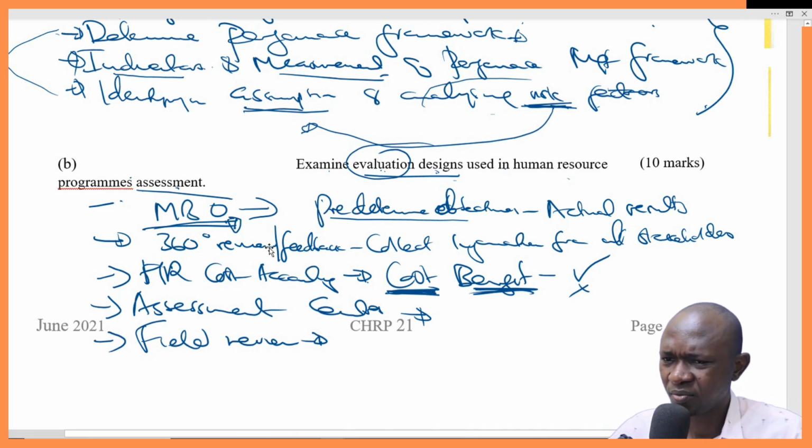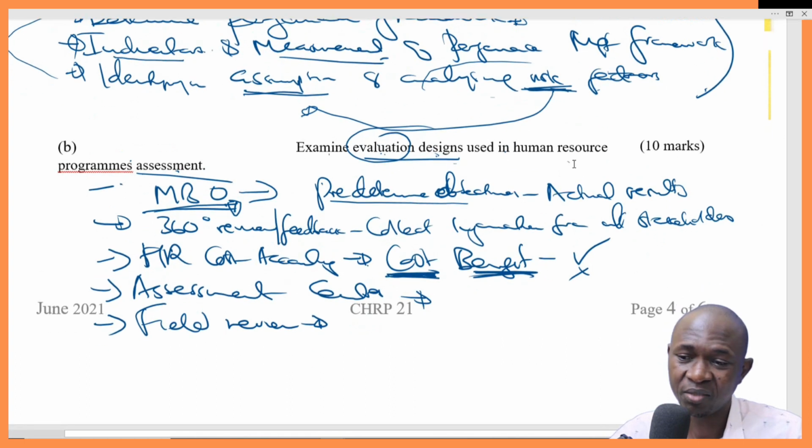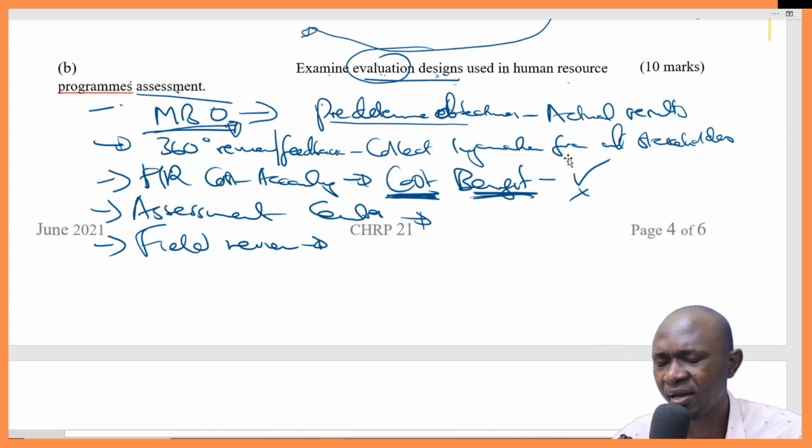It's also one of the assessment tools, and it's used to measure the success of the program, especially if it's practical or not. So these are the 5 evaluation designs that you can use when assessing human resource programs. How effective they are, how practical they are, how good they are.